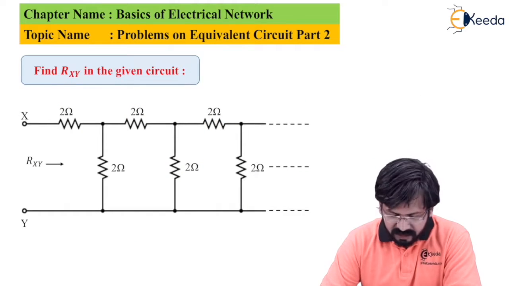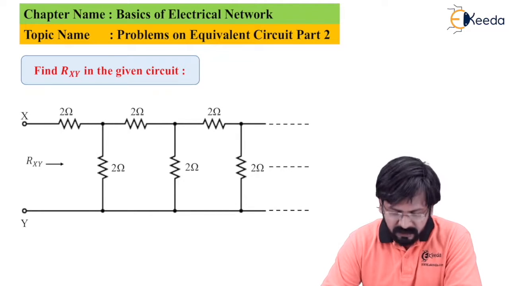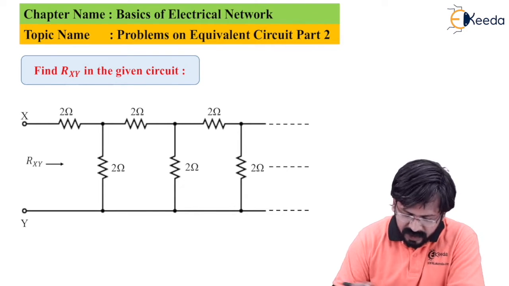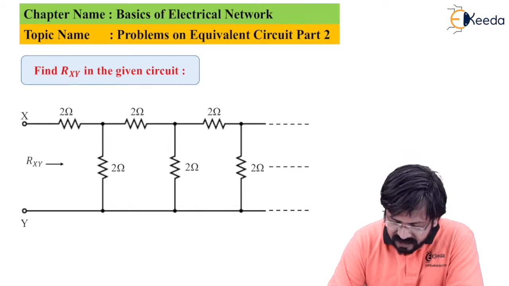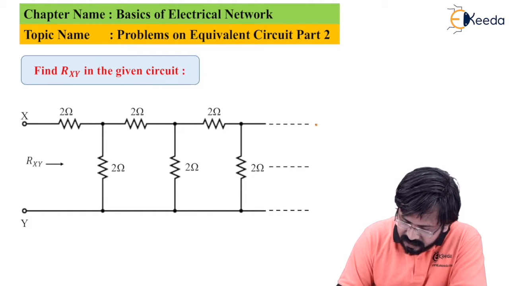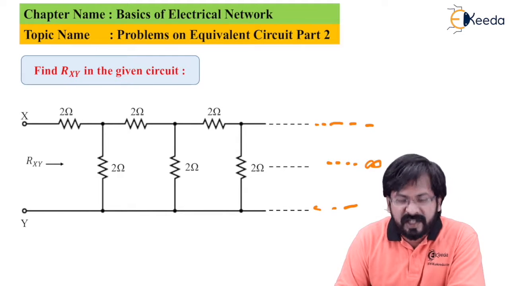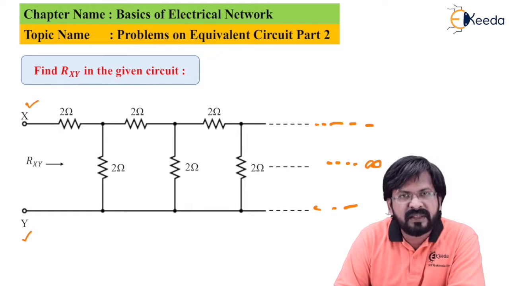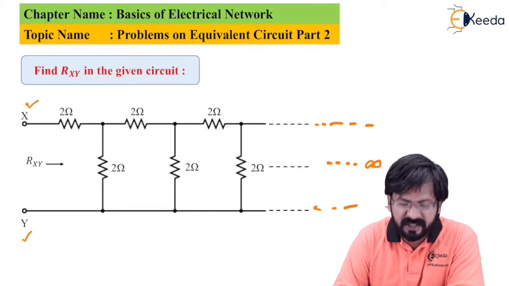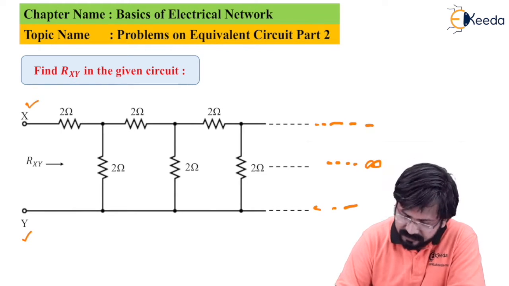In this problem, they are asking you the value of Rxy, that is the equivalent value between X and Y, where you can see this type of circuit is basically called a ladder circuit, and this ladder circuit is a never-ending circuit. It is moving up to infinity. Such a circuit has 2 points initially, which are X and Y. Within this, you have to find an equivalent resistance. We'll see how to deal with this.